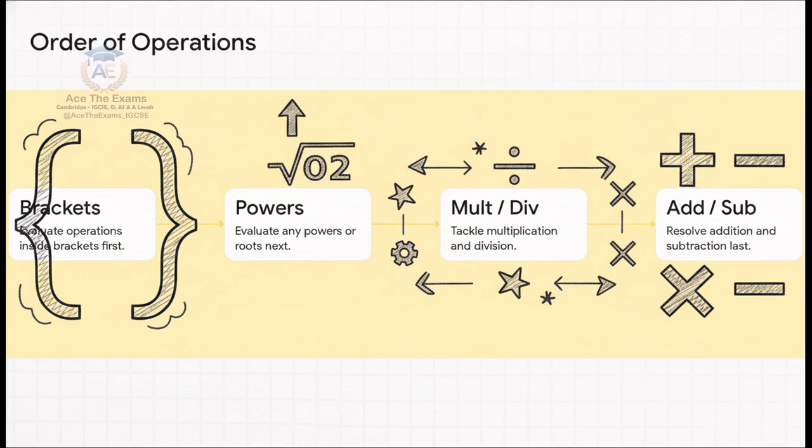So the crucial point here is memorizing this specific 4-step hierarchy. This is the actionable checklist you literally must run through every single time you see an equation. Step 1, brackets always go first. Step 2, evaluate any powers or roots. Step 3, tackle your multiplication and division. And finally, step 4, resolve the addition and subtraction.